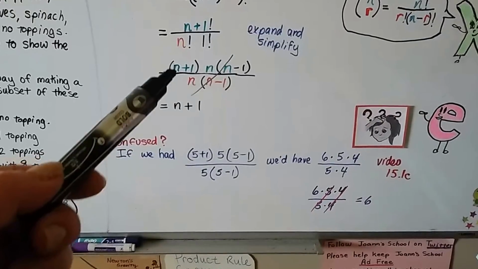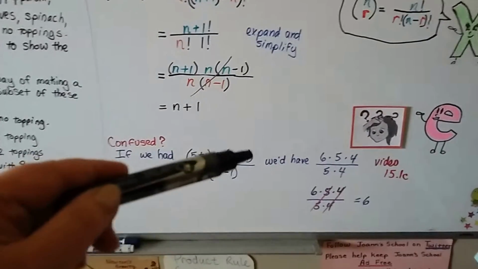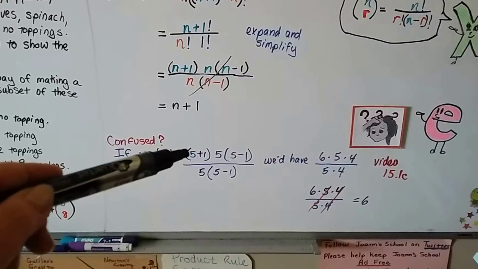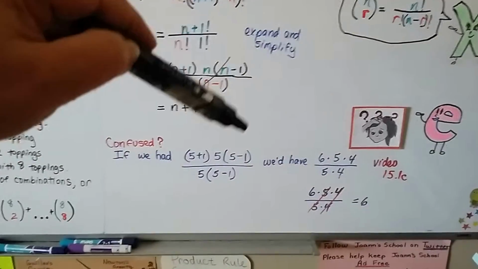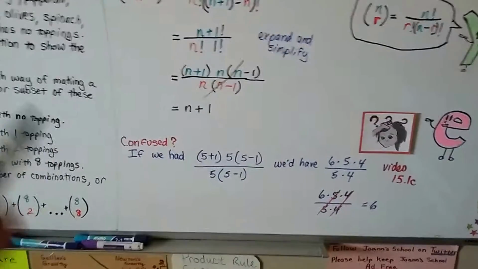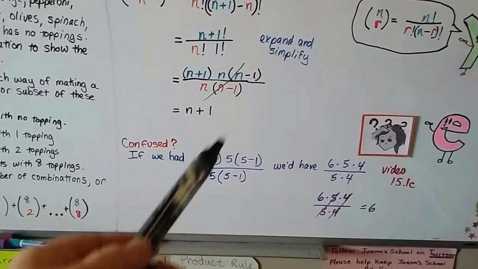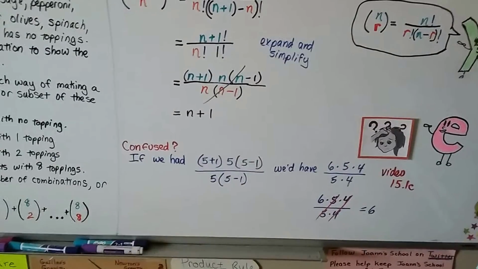What if we put a 5 in place of the n? When we expand it, we'd have 5 plus 1, which is a 6, the 5, and 5 minus 1, which would be a 4, wouldn't it? That's how I got the n plus 1 times n minus 1 up here. See how I did that?